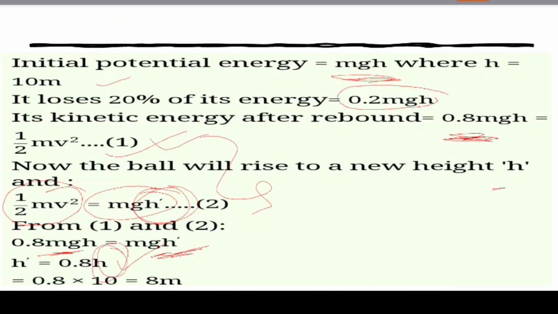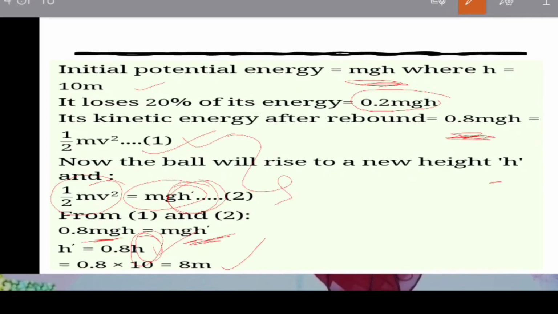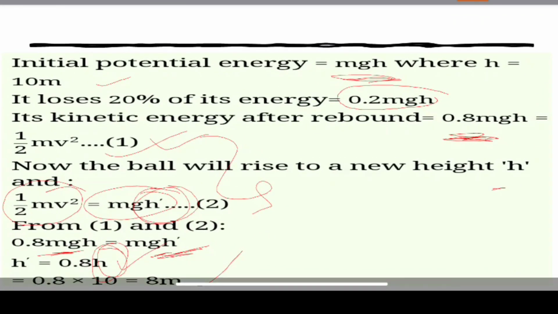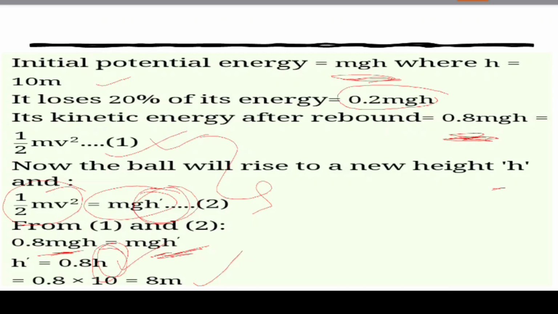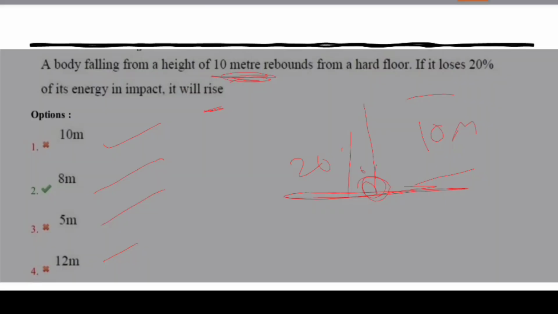He has given h as 10 meters. So 0.8 into 10, 8 meters. So here the kinetic energy is half mv square equals 0.8 mgh, and after rebound the new height will be h dash, so kinetic energy equals mgh dash. Equating these two kinetic energies, we get the h value, 0.8 into 10. Option 2 is correct. Now let's see the next question.